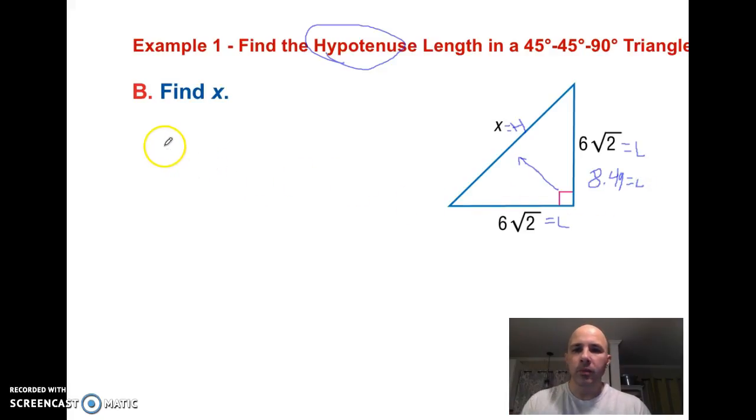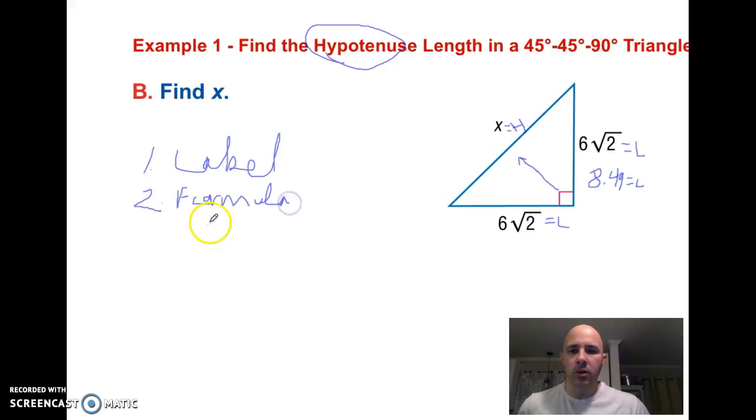So if you take care of the first step, which is your labeling, the second thing is to write the formula for 45, 45, 90. So here it is: H equals leg times square root of 2. And step 3 is you're just substituting in, right? So formula, and then substitute your value.